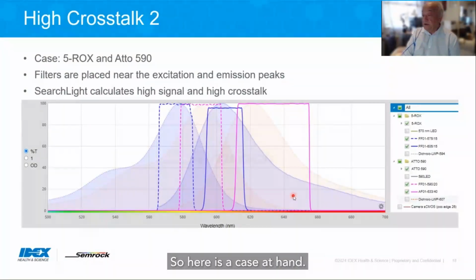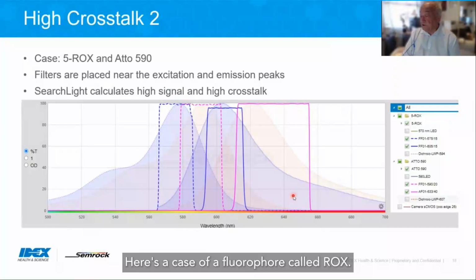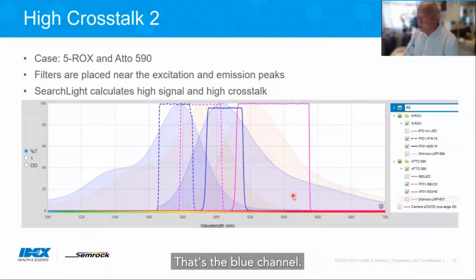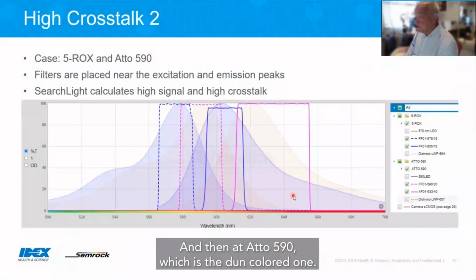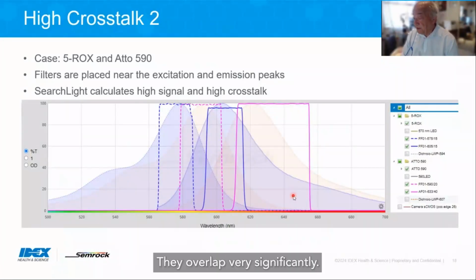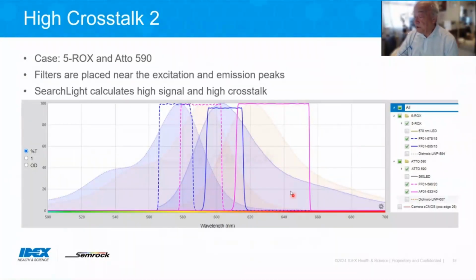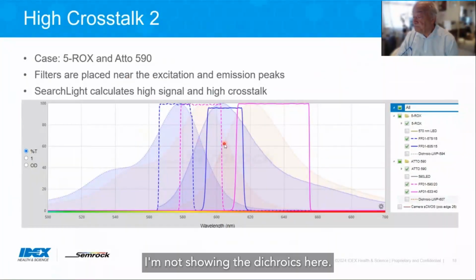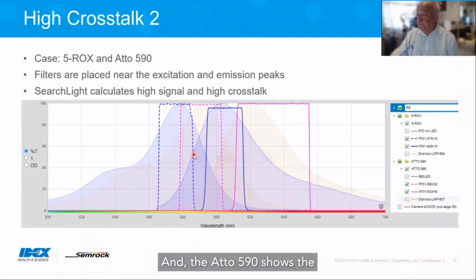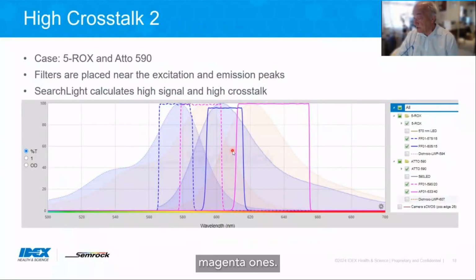So here is a case at hand. Here's a case of a fluorophore called ROX. That's the blue channel, and then ATTO 590, which is the dun colored one. They overlap very significantly. The ROX channel uses the blue exciter and emitter. I'm not showing the dichroics here. And the ATTO 590 shows the magenta ones. So there's a lot of overlap.